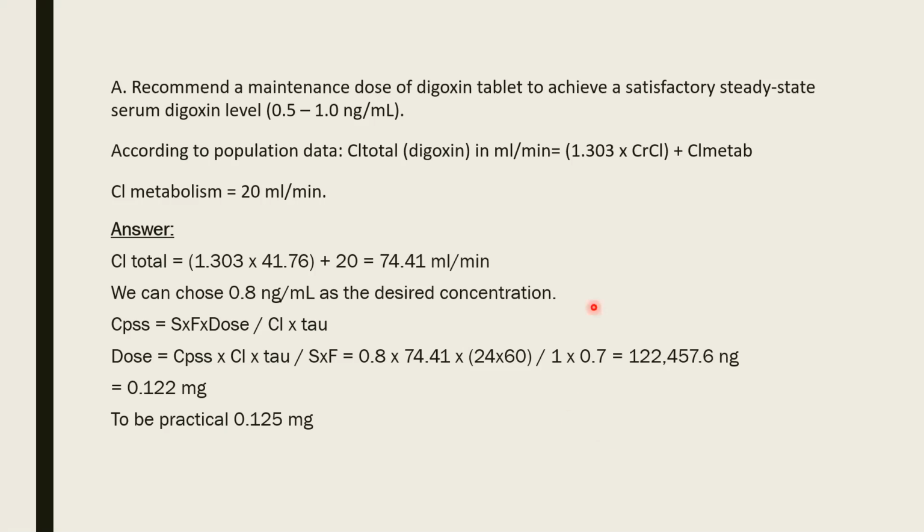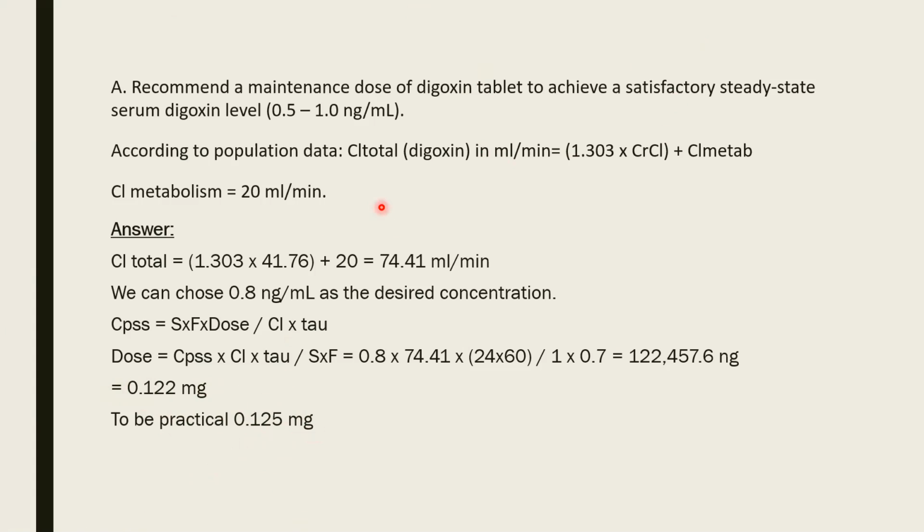Then you divide by the clearance and tau. Because of the 0.7 bioavailability, you get 122.5, which is close to 0.122 because this one is in nanogram. We just estimate 0.122, so we can use 0.125, because it's already 3 decimal places behind the point. So we can safely say 0.125.